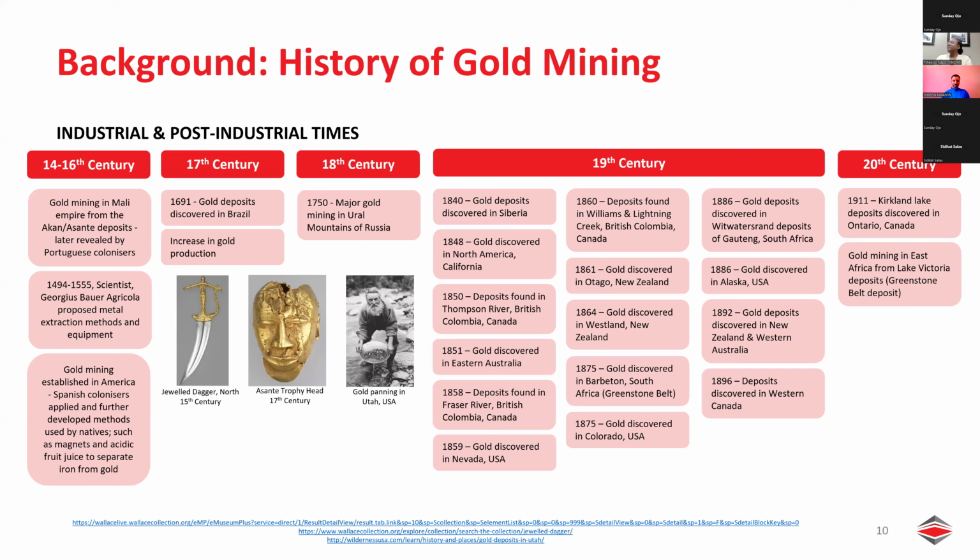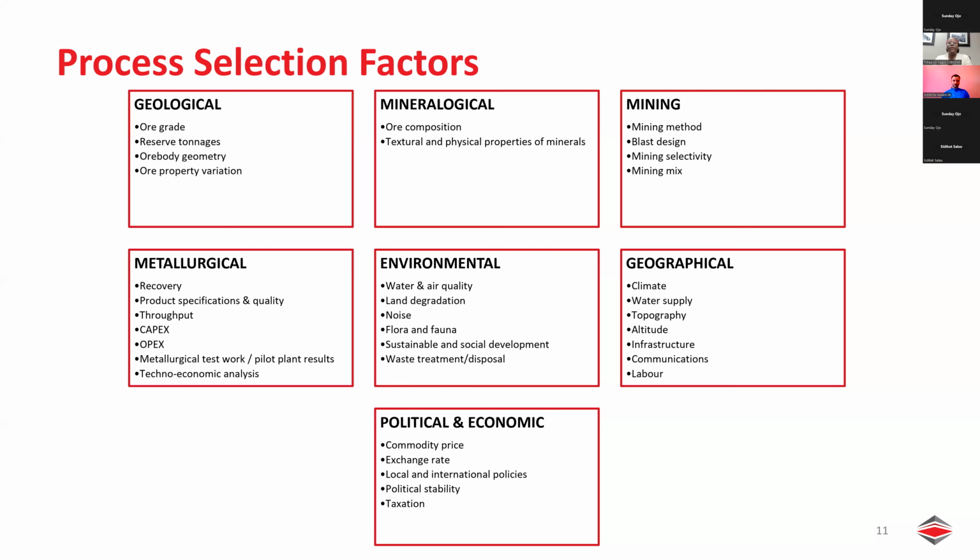Okay, so I'm going to get straight into the factors that one needs to consider when selecting a processing route for gold-bearing ore. These are typically categorized into geological factors, mineralogical factors, mining, metallurgical, environmental, geographical, political, and economic. I'm going to go into each one of them in the following slides.